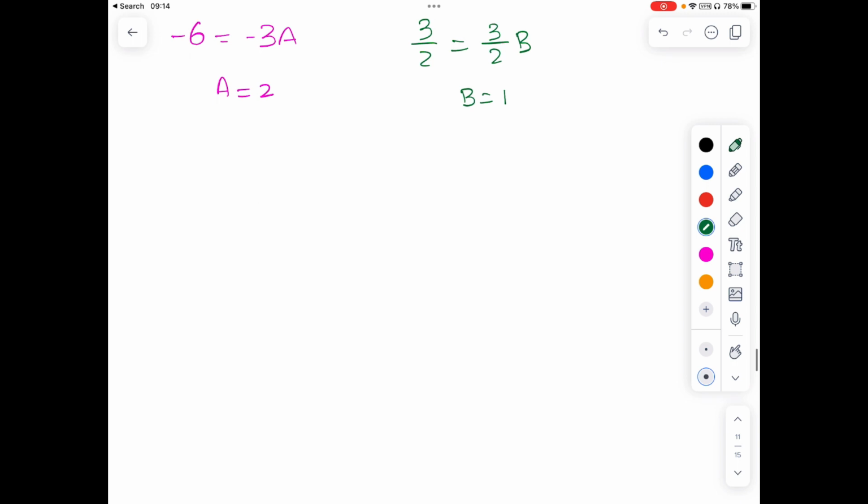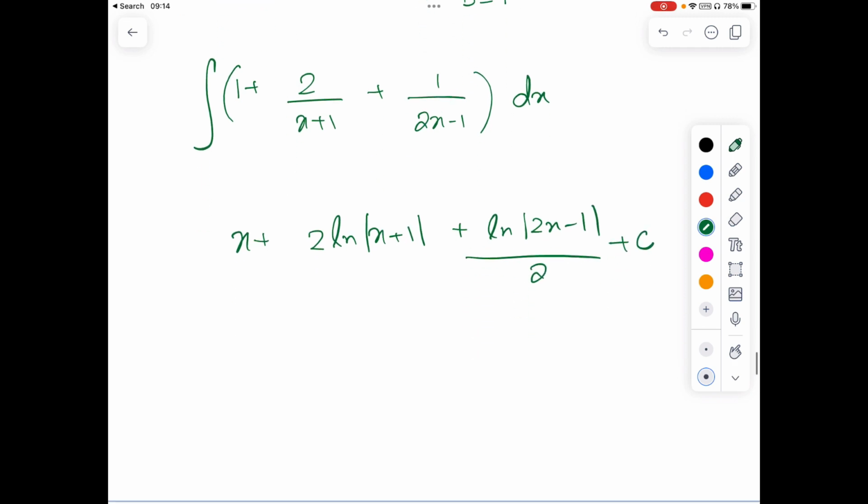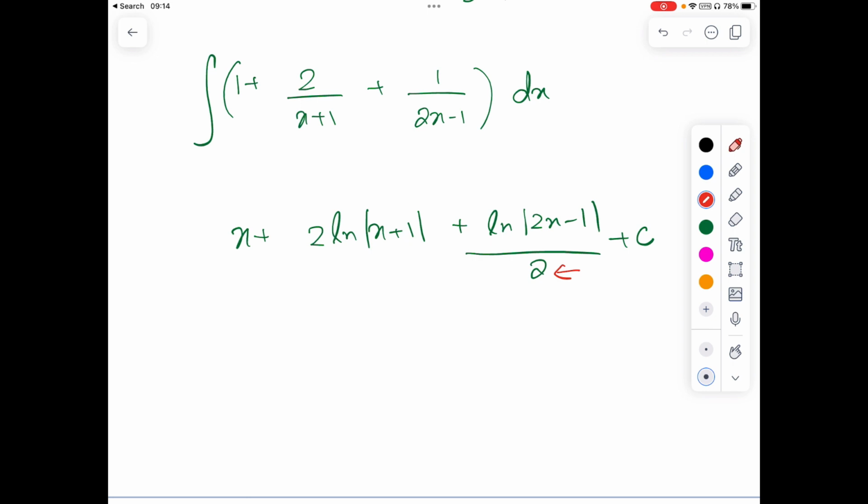So the integral now becomes 1 plus 2 upon x plus 1 plus 1 upon 2x minus 1 dx. So what is the integral? X, and 2 ln of x plus 1 plus ln of 2x minus 1 divided by a. What is a? 2, plus c. This 1 upon 2 becomes a square root, and this 2 becomes a whole square. So my final answer is 2x plus ln of x plus 1 whole square root of 2x minus 1 plus c.